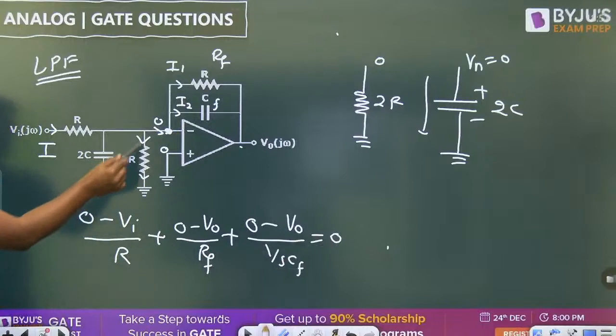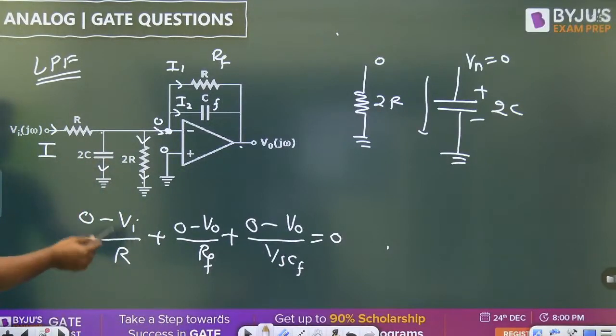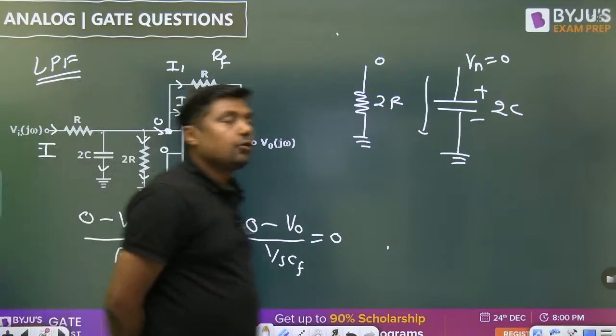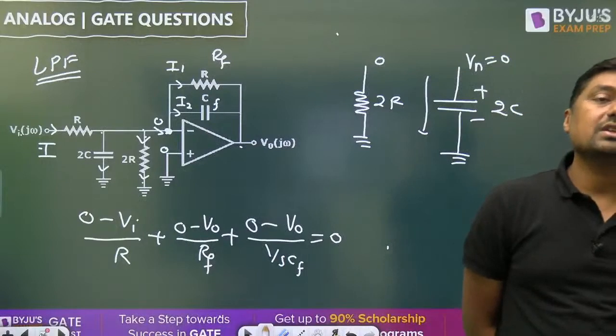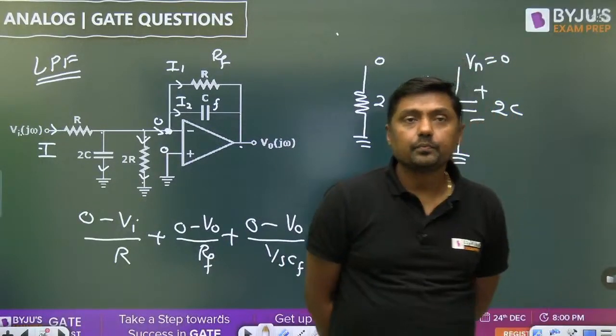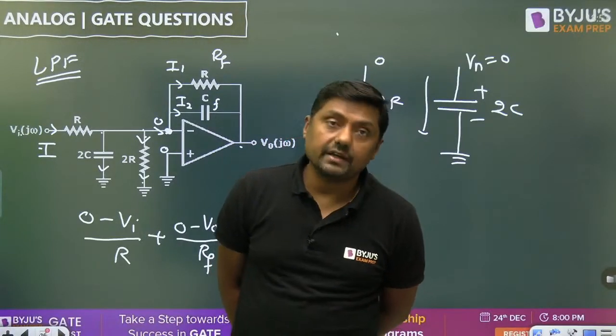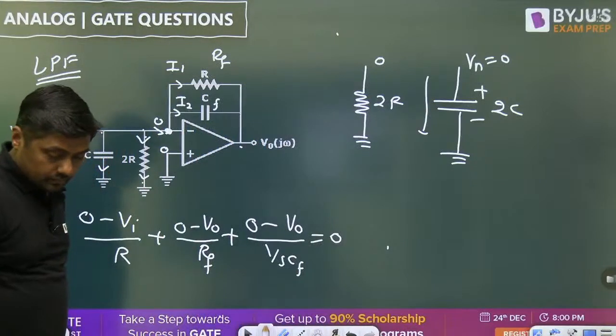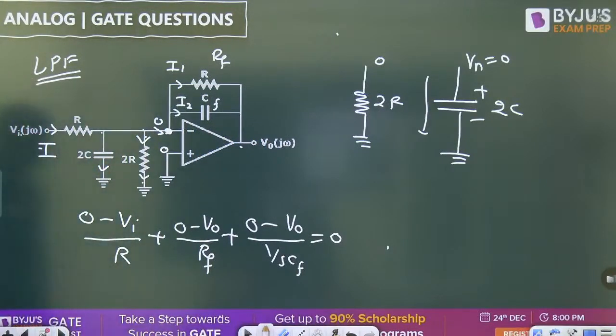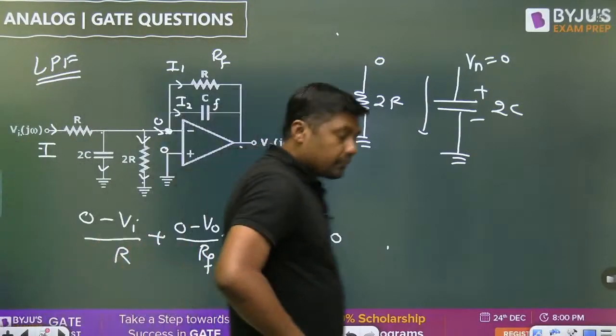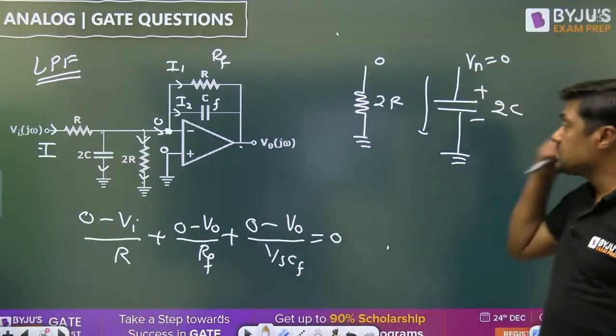So what is the current through this branch? 0. What is the current through this branch? 0. Write down the KCL at this point, 0 minus Vi. So you will get the standard formula, and from the standard formula you will get the cutoff frequency. That's why we are removing. Now it is clear why it acts as what? Open circuit, because there is no current. There is no current. Right. So remove this too. Okay, next one. Next question.